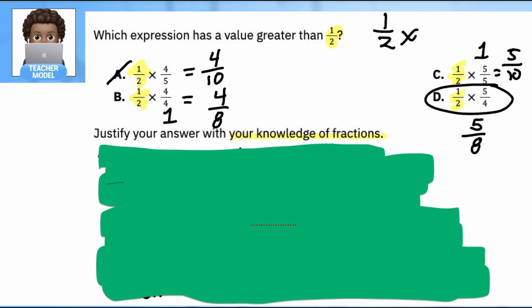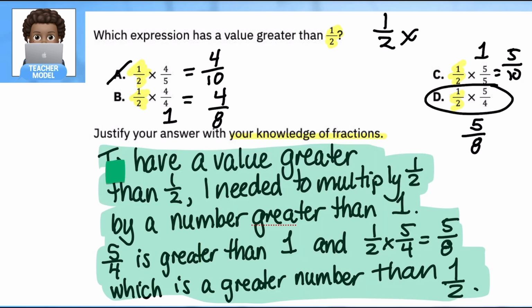All right, so let's look at our reasoning. Again, how do I justify my answer and use my knowledge of fractions? So I need to be able to answer the question and show that I know why this is true. So here's my answer. To have a value greater than 1/2, I need to multiply half by a number greater than 1. Done. That's just my reasoning.